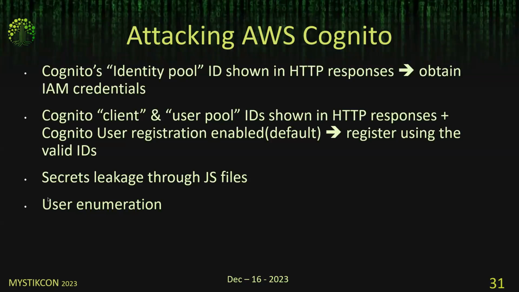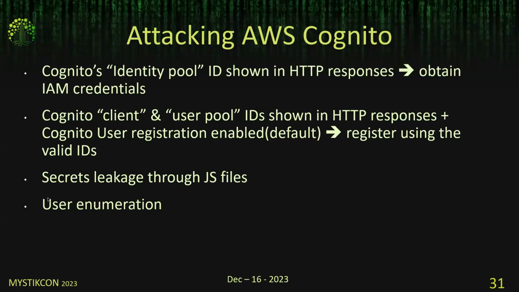Now, how do we attack Cognito? Attacking Cognito is not very straightforward, and I haven't seen it happening in the wild until now. But this was what I got when I was doing my research. So Cognito's identity pool ID is shown in HTTP responses.